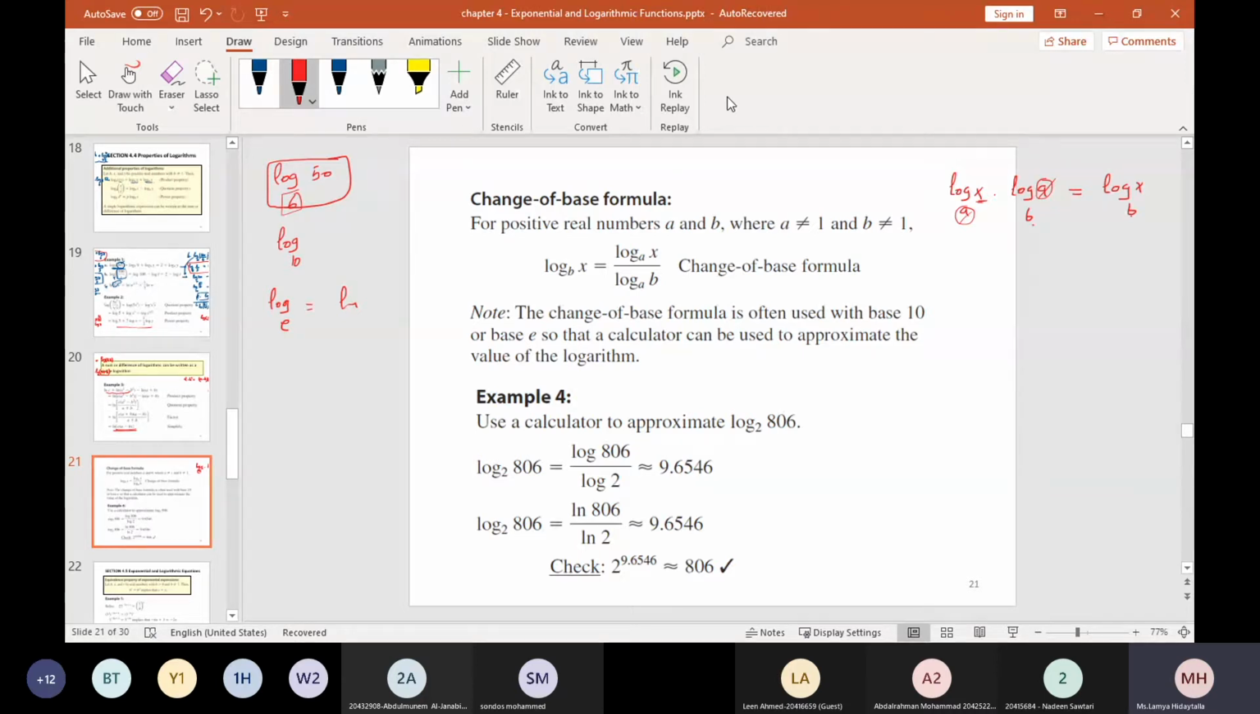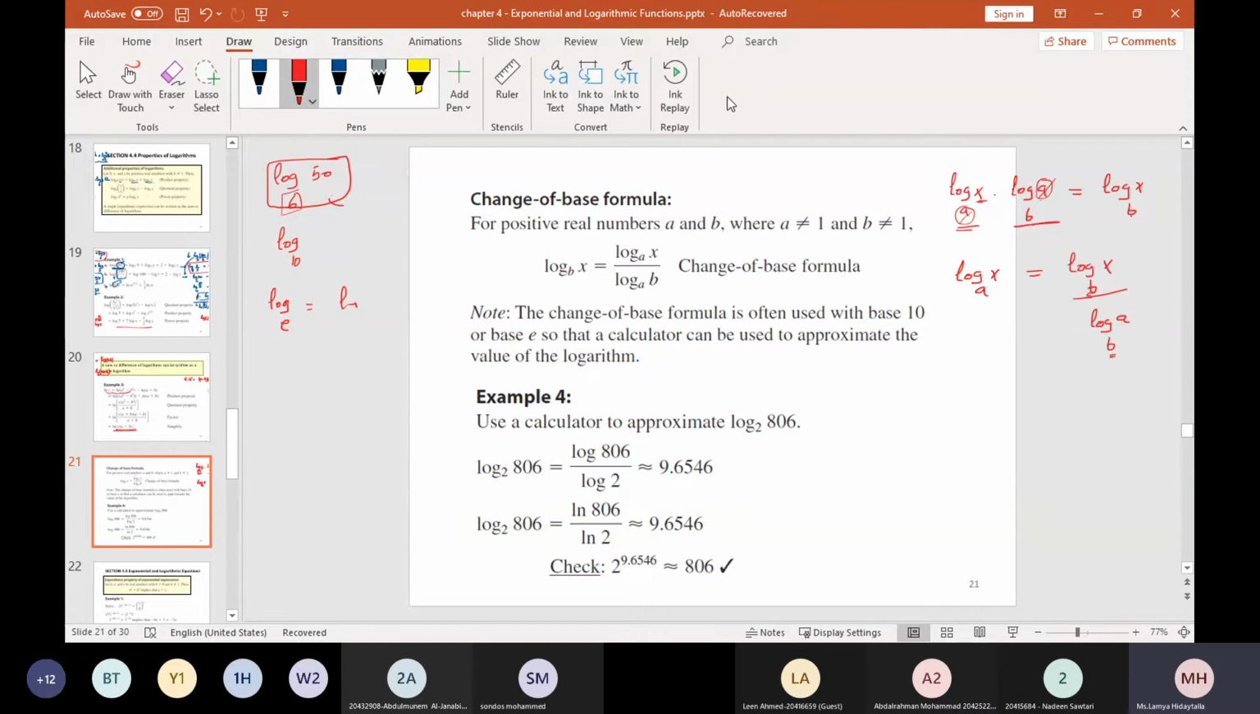So alternatively, we can write it as log x to the base A, dividing both sides by this quantity. So this is equal to log x to the base B over log A to the base B. This is base B and this is base B.